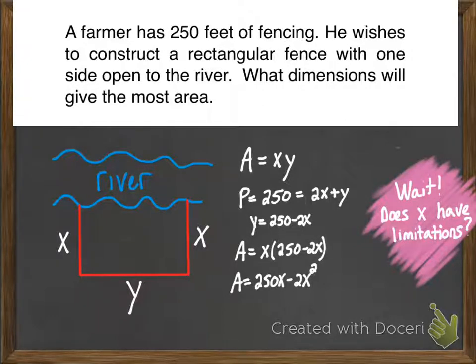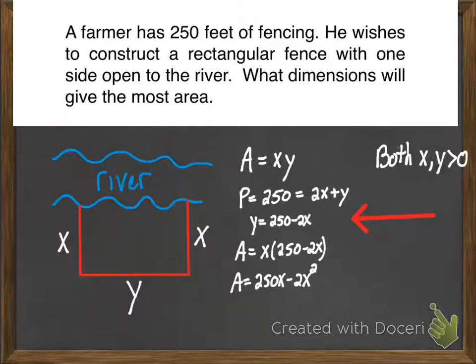And we were just ready to optimize, and the stupid purple blob came up and said, wait! Does x have any limitations? In an optimization problem, we always have to consider the possibility that there are limits, physical limits on what x can be. We only have 250 feet of fencing to use. So there's going to be a limited amount that we can assign to the side x.